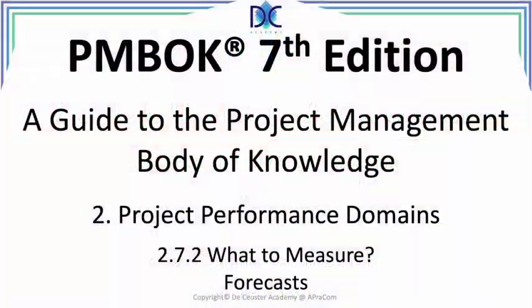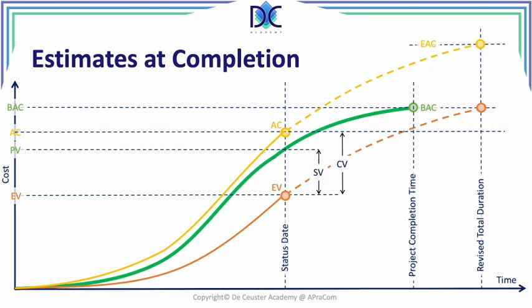So let's now finish the topic what to measure, and we do that with looking at the forecast. Forecasting is very important because we want to know what's going to happen with the project. So let's have a look at the different forecasts. And the first forecast we are looking at is what we call the estimates at completion.